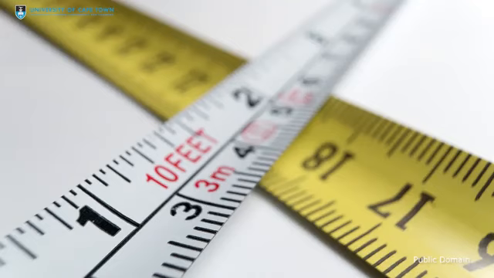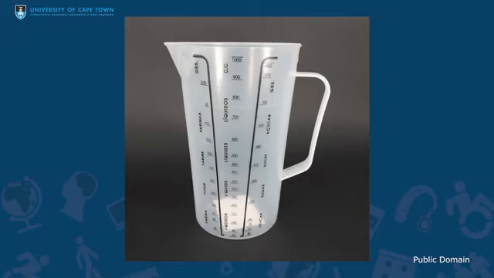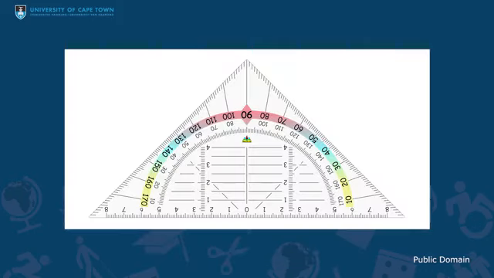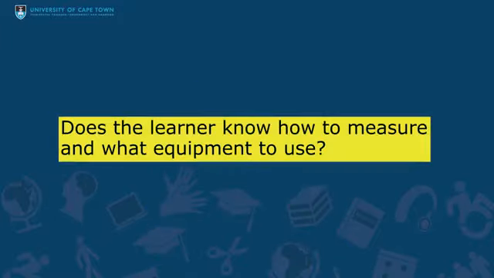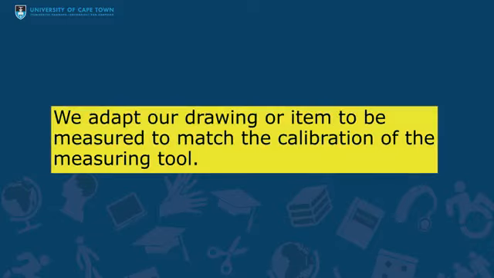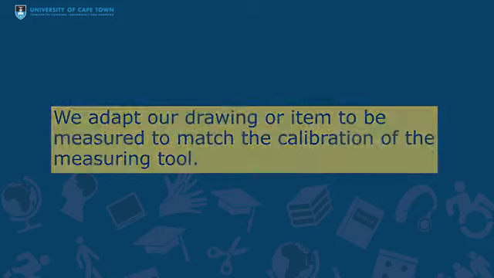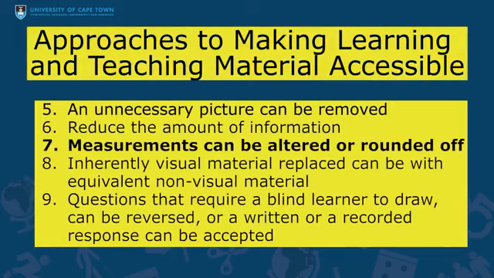In mainstream school exercises, measuring equipment is often calibrated in such a way that we cannot really accurately take a reading of whatever we are measuring. The Braille and low vision measuring tools are also not calibrated in such detail. So what do we do? The knowledge we want to assess is, does the learner know how to measure and what equipment to use? We therefore adapt our drawing or item to be measured to match the calibration of the measuring tool. In doing this, we apply the seventh approach: measurements altered or rounded off.